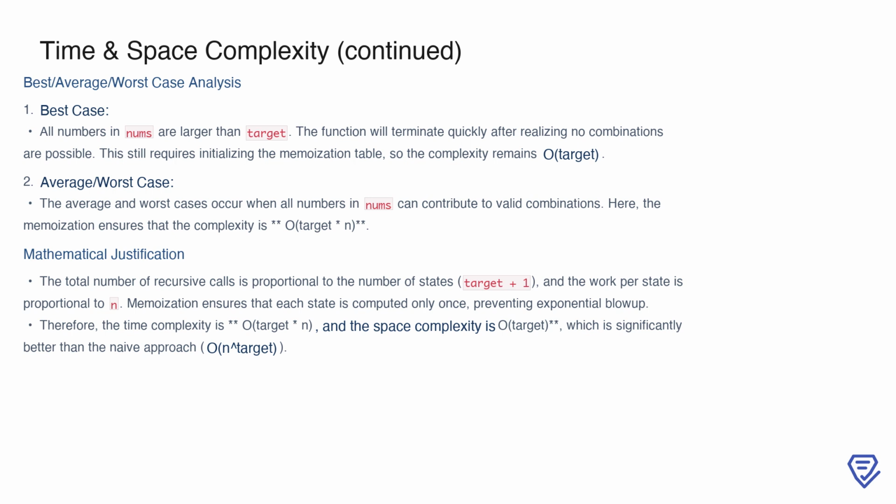By avoiding redundant computations, memoization prevents exponential growth, resulting in a time complexity of O(target * n) and a space complexity of O(target). This efficient design highlights the significant improvement over the naive approach, which has an exponential complexity of O(n^target).